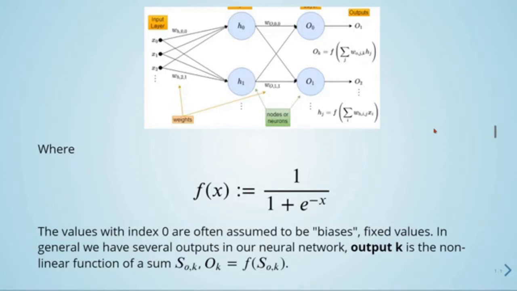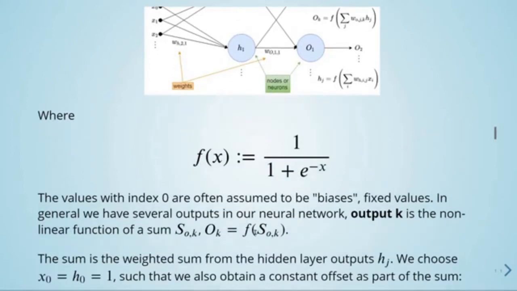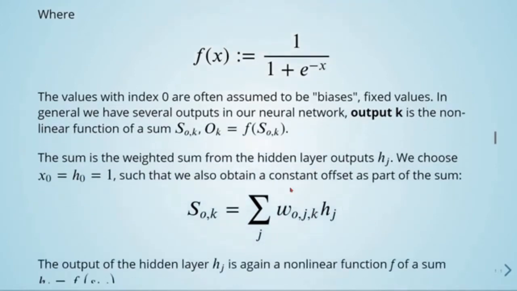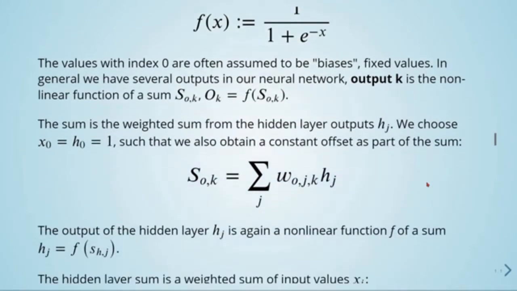So output k is the nonlinear function of a sum given by this here. So the sum is the weighted sum from the hidden layer outputs h of j. So if we choose x0 equals h0 equals 1, such that we obtain a constant offset as part of the sum, we get this here. Then the output of the hidden layer, h j, is again a nonlinear function f of a sum of h j.